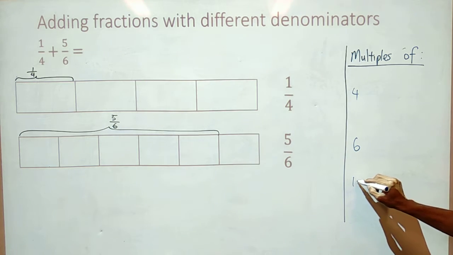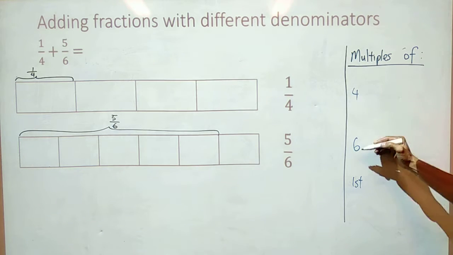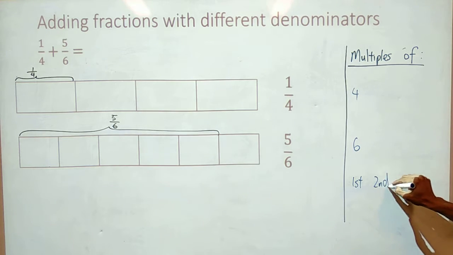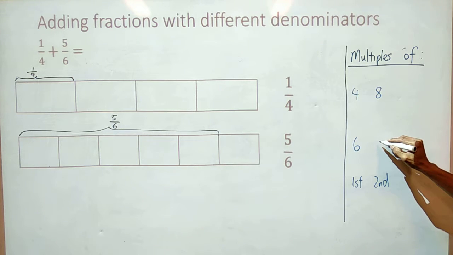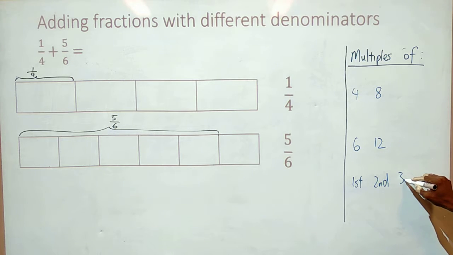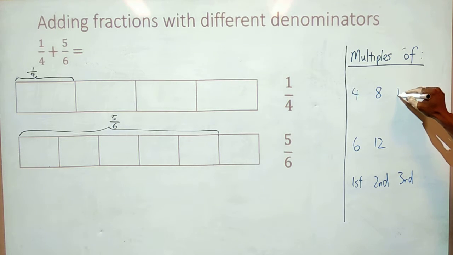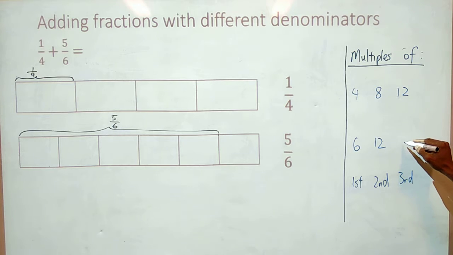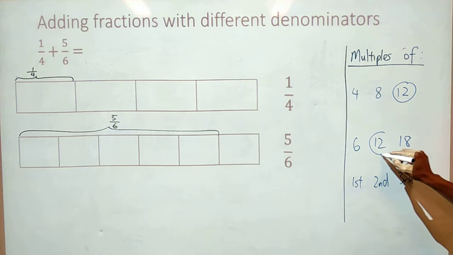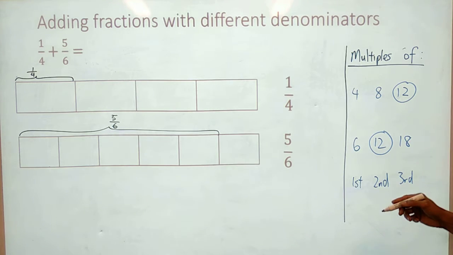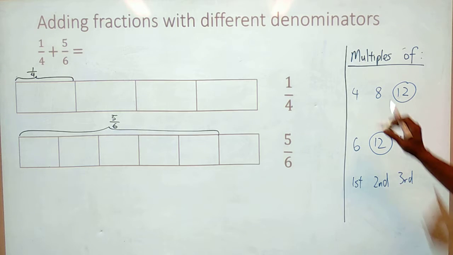So the first multiple is 4 and 6. The second multiple of 4 is 8. The second multiple of 6 is 12. The third multiple of 4 is 12, whereas the third multiple of 6 is 18. Now already you see that we have two 12s, which are the lowest common multiples of 4 and 6.